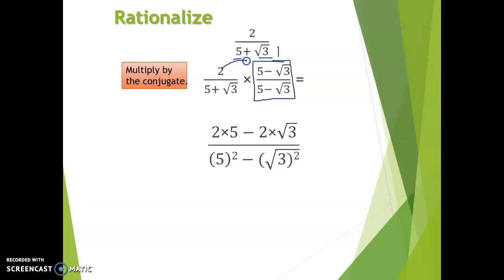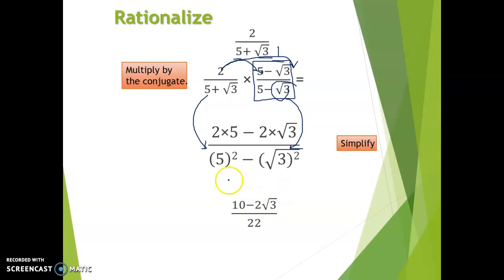And we're going to take the top and distribute that, so we have 2 times 5 and 2 times the square root of 3. And then on the bottom, because these are conjugates, we can square our first term, 5 squared, and square our second term, square root of 3 squared. Let's simplify. 2 times 5 is 10, and 2 times the square root of 3 is just 2 square root of 3. We can't simplify that anymore. And then 5 squared is 25. And the square root of 3 squared, remember that these just undo each other, leaving us just with 3. So 25 minus 3 is 22.